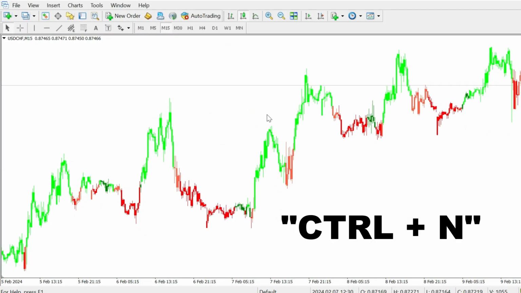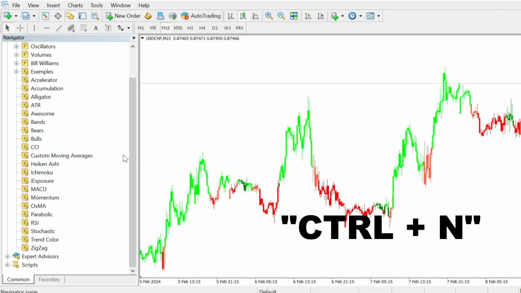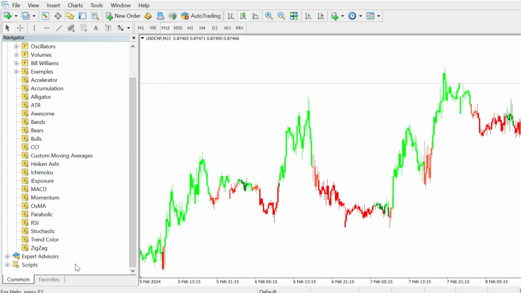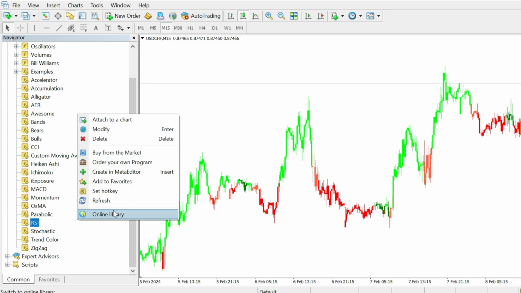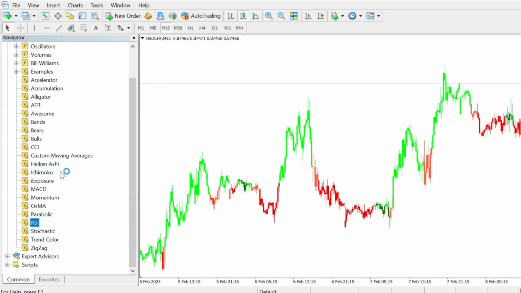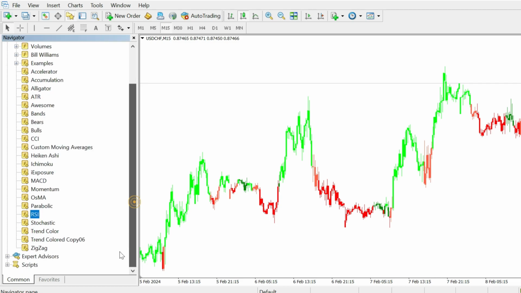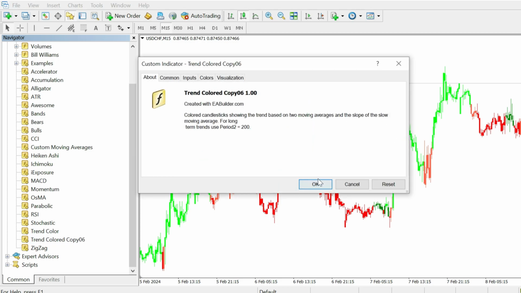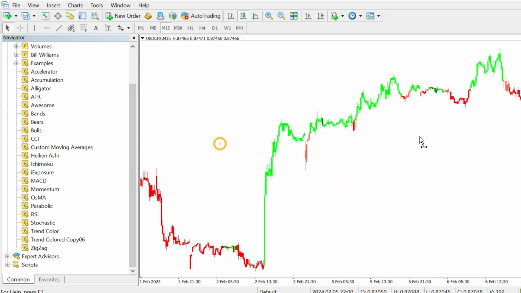Press Ctrl-N and you should see a sidebar populate at the left side of your MetaTrader. Look for the icon that labels the indicator, and once you click it, it will display all the indicators that you have in your folder. Just look for the one you need. In this case, it would be our trend color indicator. Just drag and then drop it on the screen. And just like that, you've added the trend color indicator to your charts.